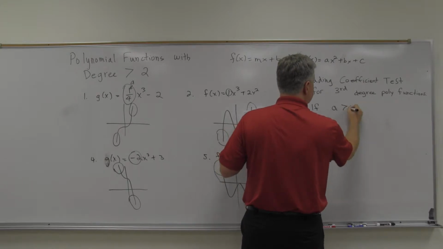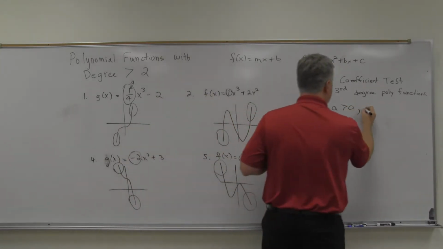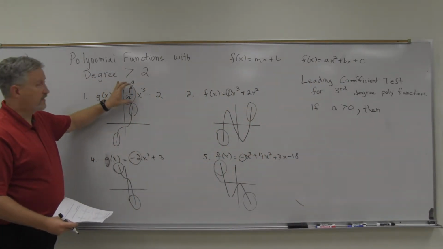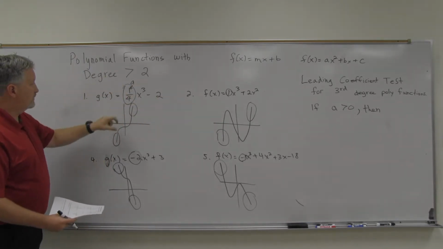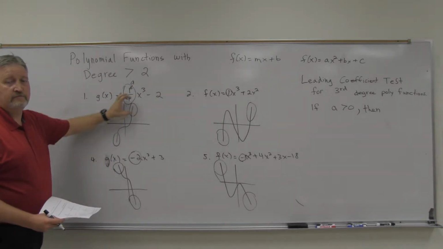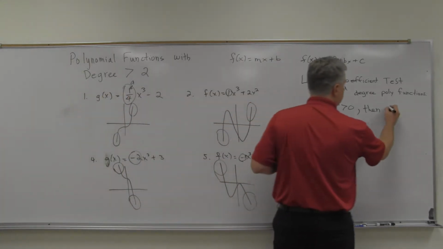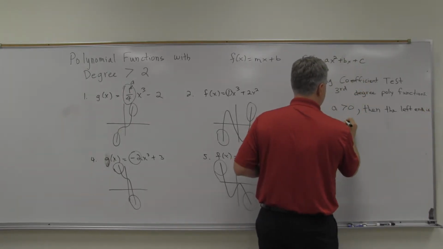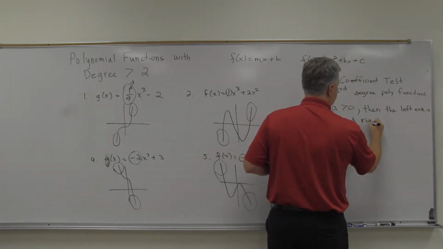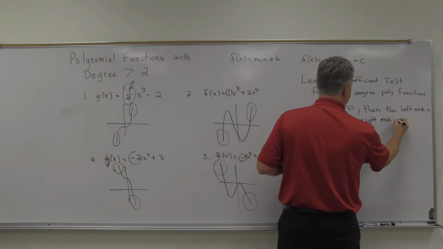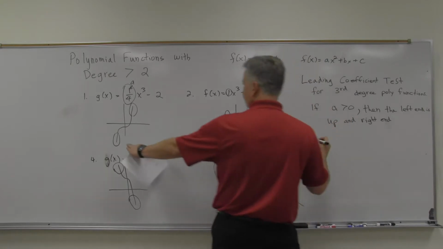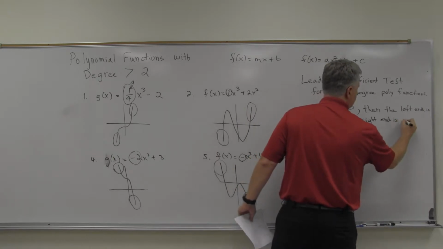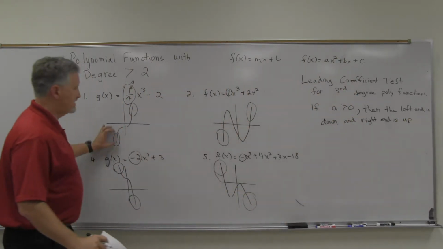If A is greater than 0, A is positive, then for the end behavior, like 1, 2, and 3, we've got the left end down, right end up. So the left end is down, right end is up, if A is greater than 0.